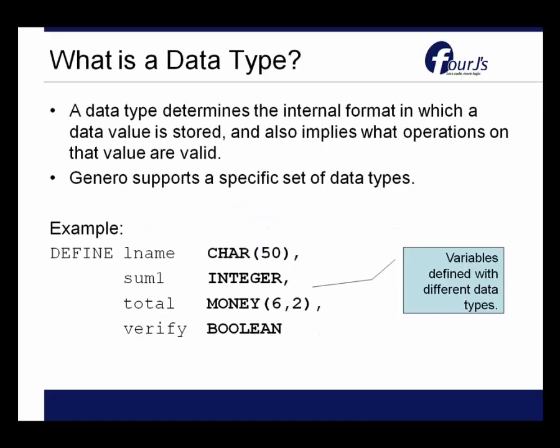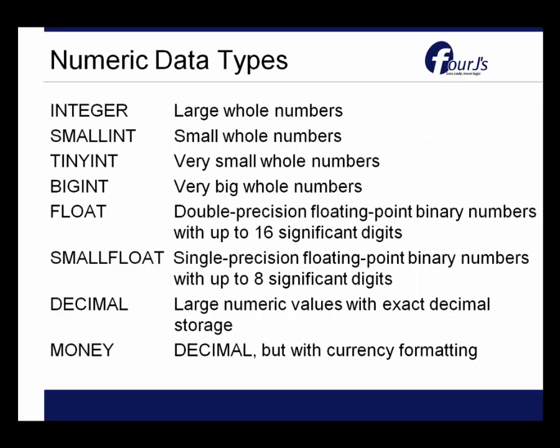A data type determines the internal format in which a data value is stored. It defines how data will be stored and managed, and it implies what operations on that value are valid. Genero supports a specific set of data types. In this example, we see 4 different variables defined, each variable given a specific data type, in other words, the way in which that data should be stored and managed.